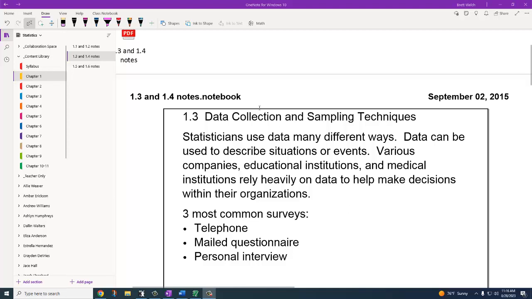All right, guys, this is going to be the notes for 1.3 and 1.4. Again, we're going to combine sections. They're just vocabulary focused, but statisticians, they've got to gather data, and how we get it is always a challenge.